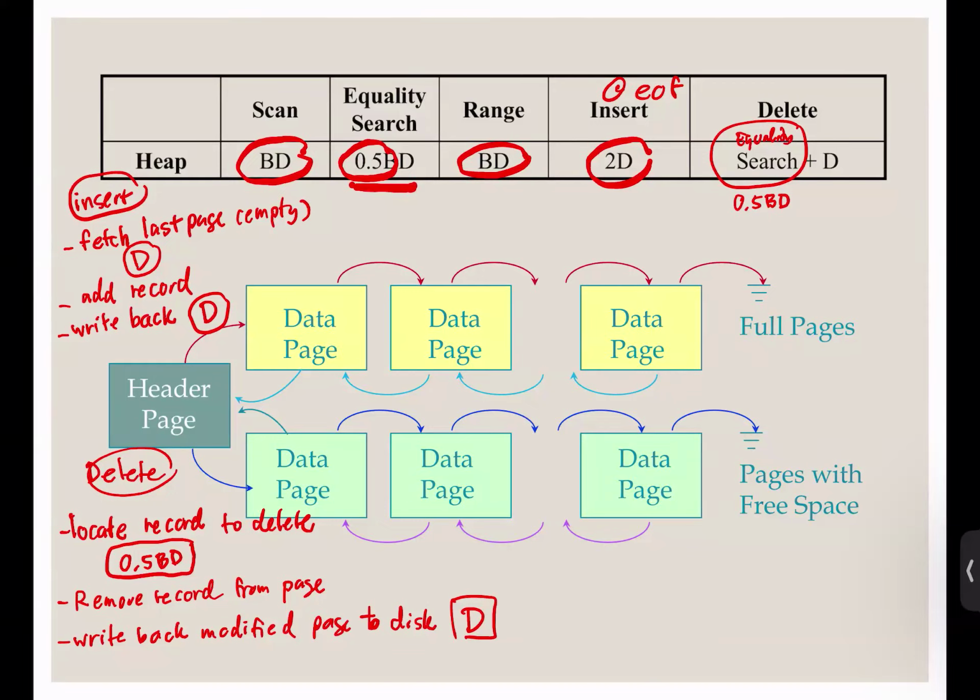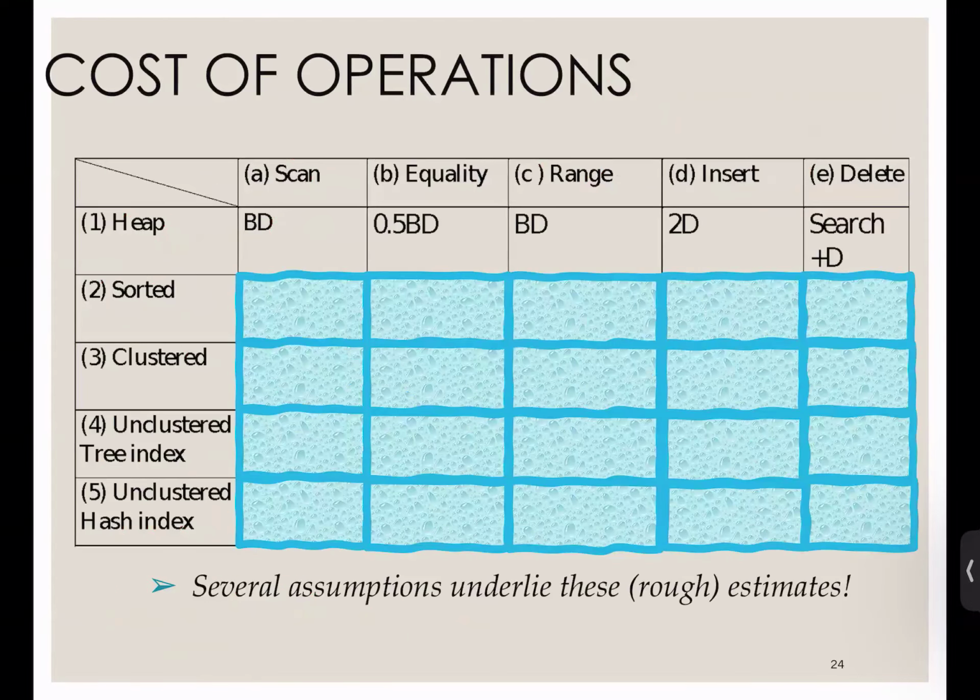Any questions about this heap file operation? This is the easiest one of all. Okay. Question? No question. Okay. So this is 5 slots out of 25 that we have to do today. All right. Okay, the first row, that's for heap file.